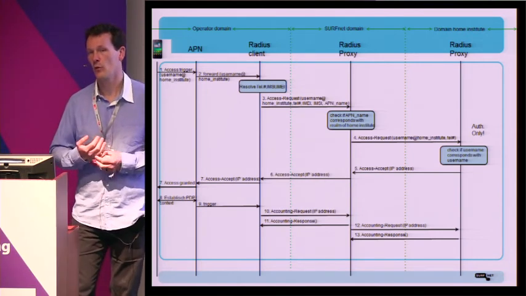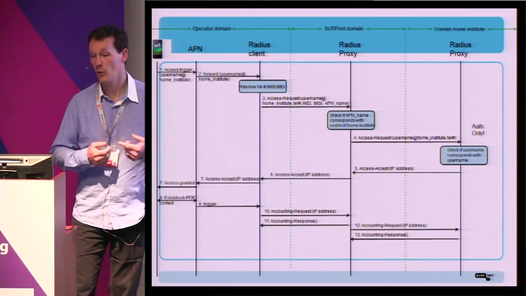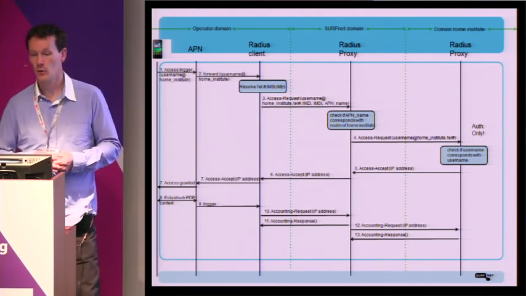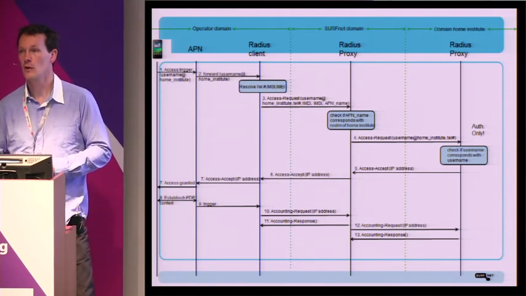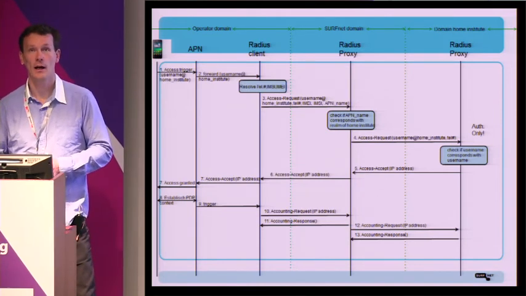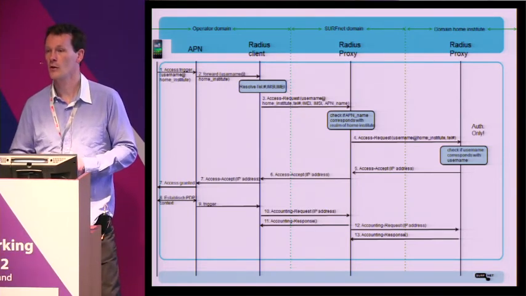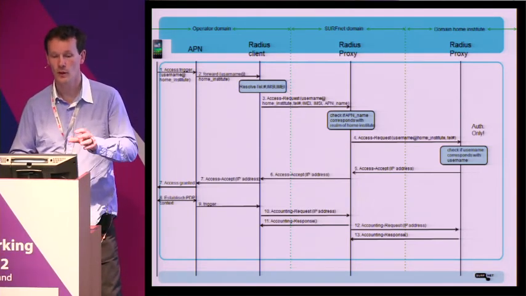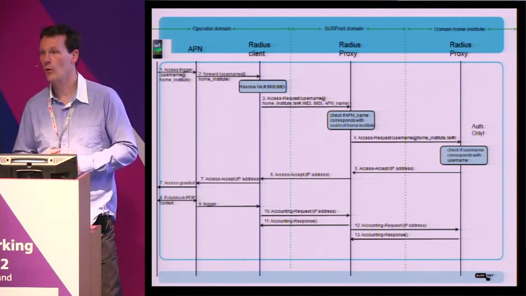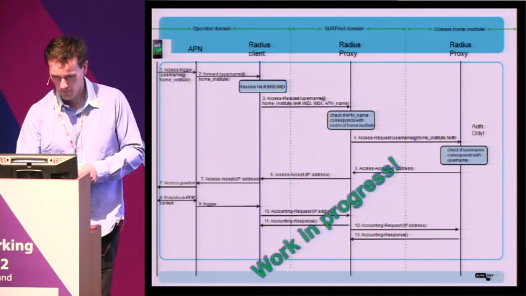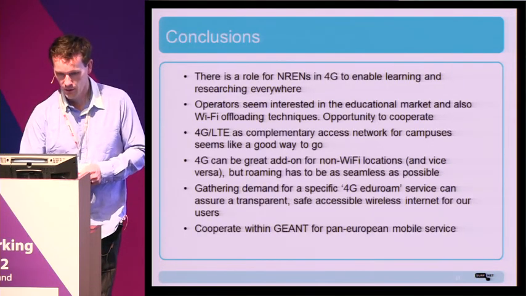The infrastructure of the operator will forward it to the RADIUS proxy of SURFnet. The RADIUS proxy of SURFnet forwards it to the institute, and they will not authenticate but authorize this user to go to that APN. So that's the role of the institute in this part, and that differs a bit from eduroam, I believe. But also work in progress.